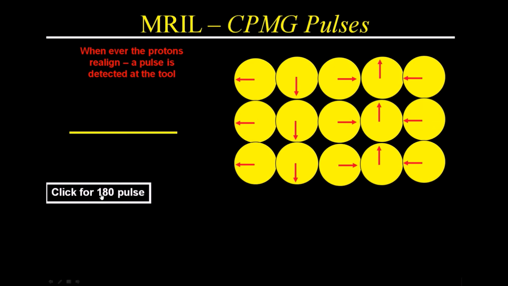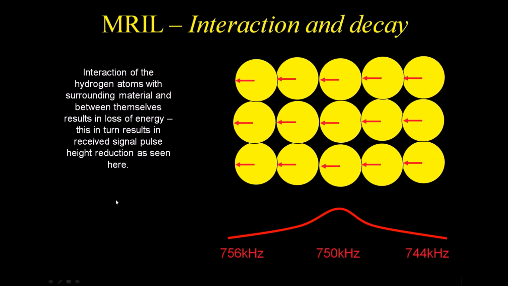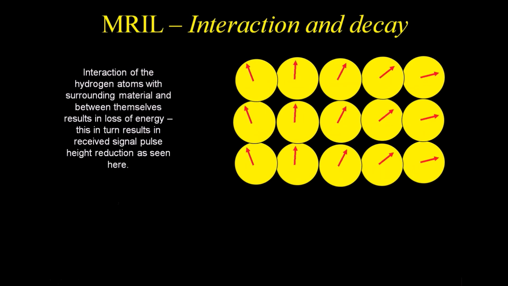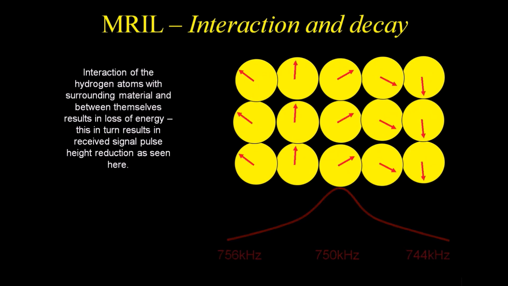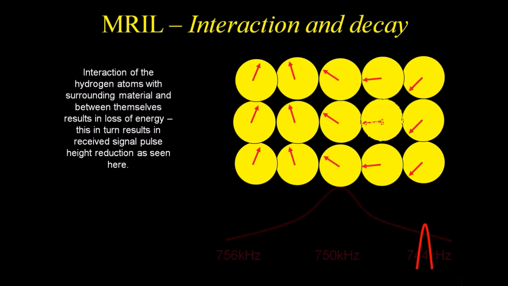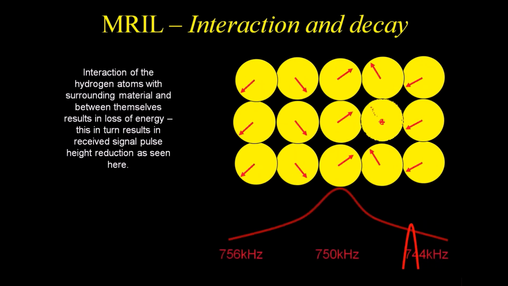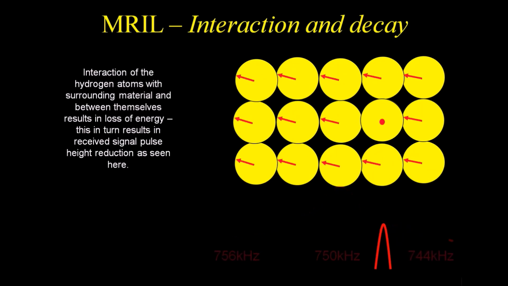To continue the measurement, the 180 pulse is repeated. The final slide shows the CPMG pulse method, and the effect is that the hydrogen protons interact with their environment. This results in a loss of energy and in turn a decay in the received signal. It is the rate of decay that is the principal measurement of the MRIL tool.